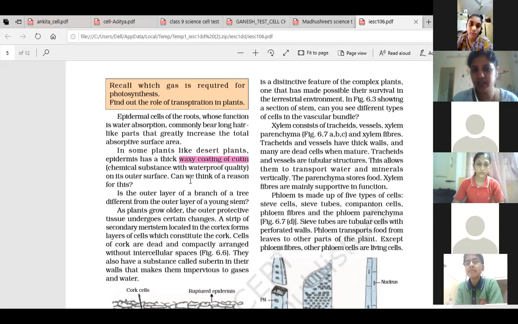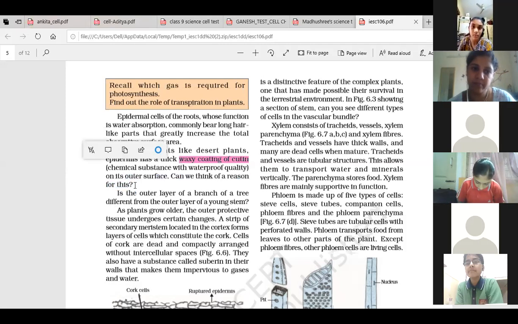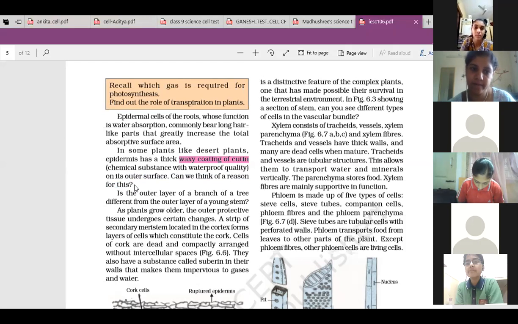On its outer surface, can we think of the reason for this? Write down here: prevention of water loss.